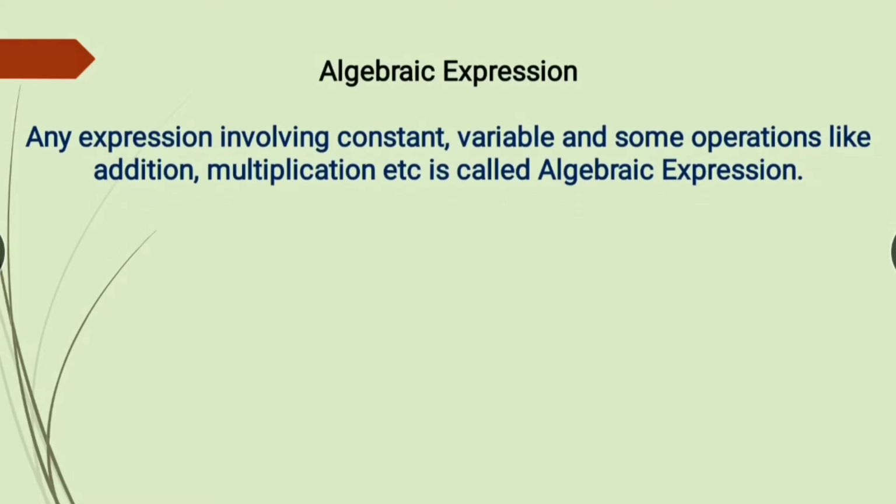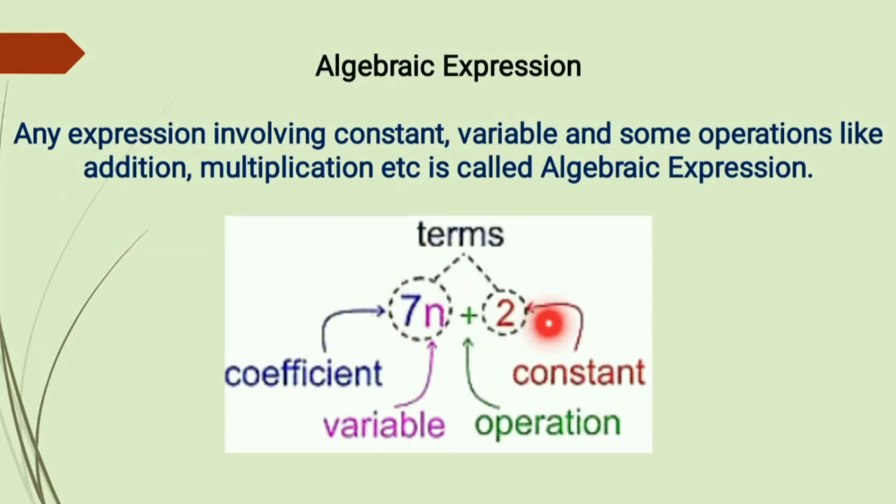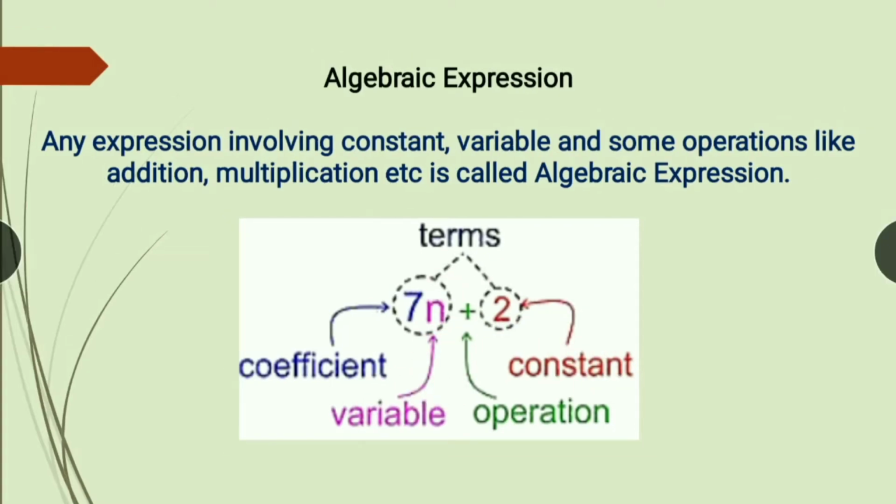Any expression involving constant, variable and some operations like addition, multiplication, etc. is called algebraic expression. Now see, here we have an expression 7n plus 2. These are the two terms 7n and 2. And what is the coefficient of n here? The coefficient of n is 7. And the operation used here is addition. And what is n here? n is variable and 2 is constant.